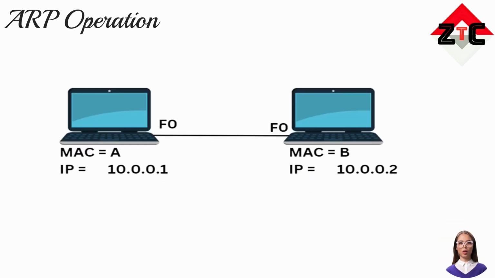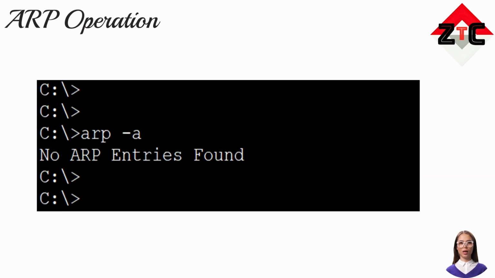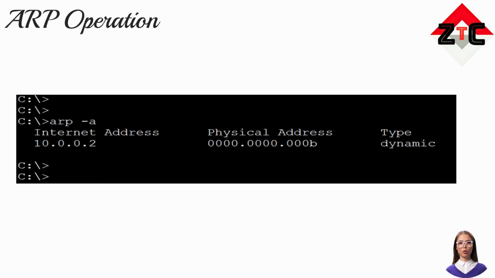If we ping 10.0.0.2 from source IP 10.0.0.1, destination IP is equal to 10.0.0.2, source MAC is equal to A, destination MAC is equal to unknown. ARP table of computer A. Once computer A receives the ARP reply, it will update its ARP table. Now computer A has all the information required for basic communication, like IP address and MAC address. Now, computer A will encapsulate the ICMP request packet into a frame at layer 2.